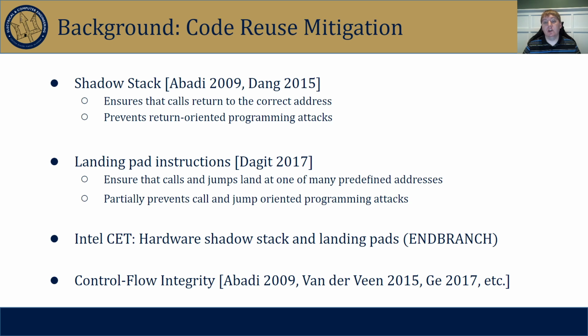These ensure that calls and jumps land at one of some number of predefined addresses in the code, things like the entry to a function or the case statement in a switch statement. This partially prevents call and jump oriented programming attacks, but there are still some opportunities for the attacker to use these gadgets that start with a landing pad instruction and end with another indirect jump or call.